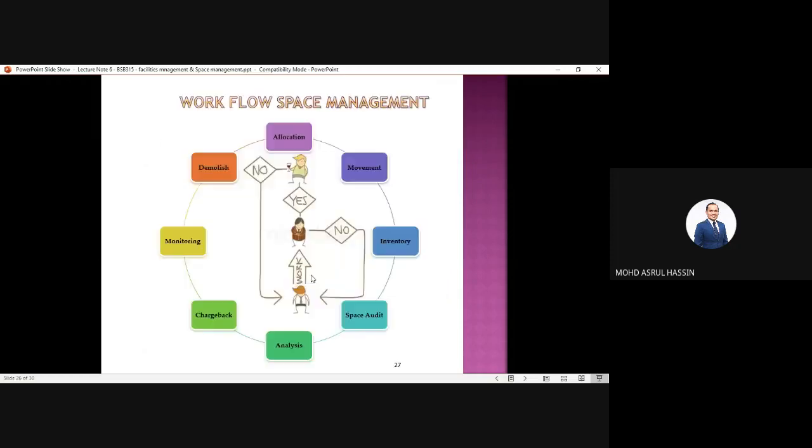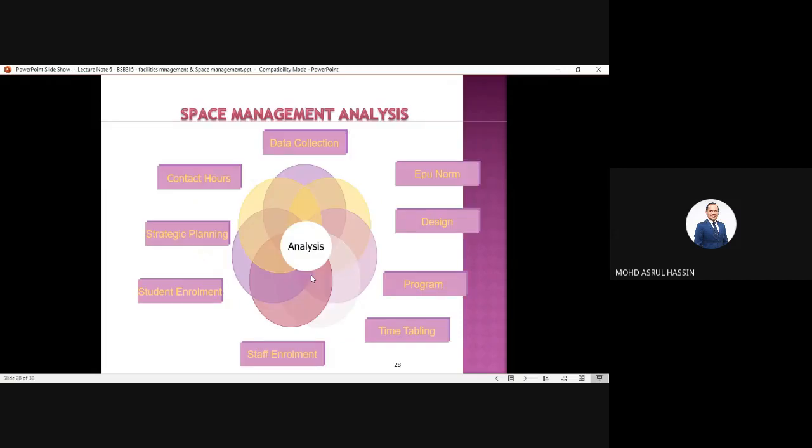Current information on building condition and projections, so we can do planning for long term, medium term, or short term. So the workflow for space management: allocation, movement, inventory, space audit, analysis, chargeback, monitoring, and demolition of the assets or the space. Space management analysis starts from data collection, referring to the EPU norms, the Economic Planning Unit of the government. They have a standard for the EPU norm. Then design, program, timetabling, staff enrollment, student enrollment, strategic planning, and contact hours. Those are the variables or parameters you need to study in space management analysis.